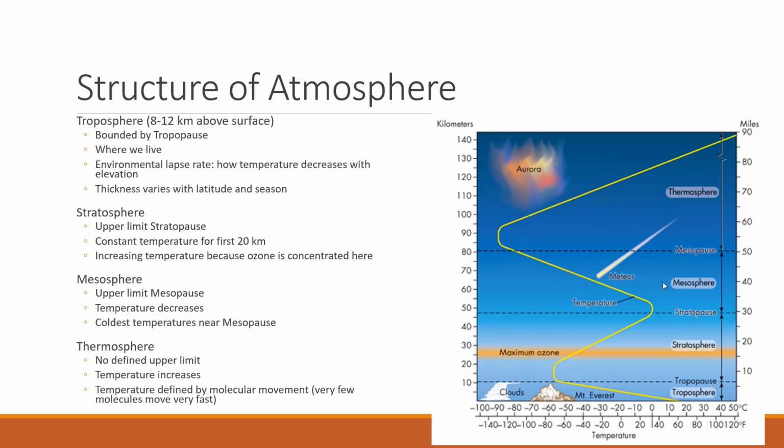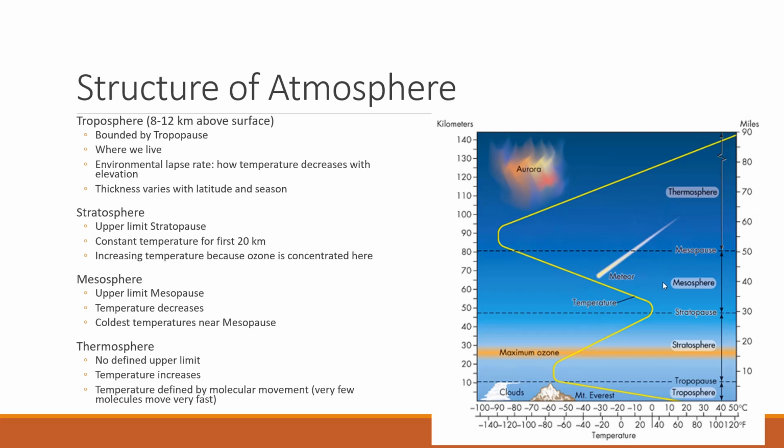So the troposphere is the lower 8 to 12 kilometers of the atmosphere. It is bounded by the tropopause. This is where we stay. The rate at which the temperature decreases with elevation is called the environmental lapse rate. The thickness of the troposphere will vary with latitude and with season.